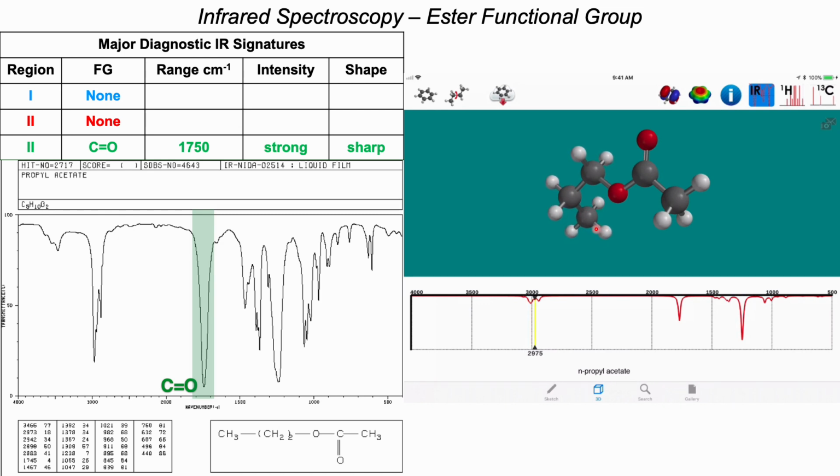Here's your CH alkane stretching of different vibrational modes. We're now in the carbonyl stretch. This is showing it at 1771 in the simulation. So we'll move on.